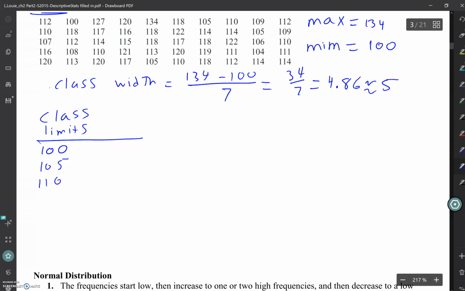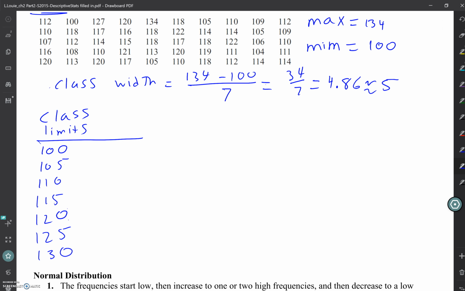110, 115, 120, 125, 130. Is that 7? Yes. So you add that class width till you get to the specified amount of classes that they say they want. And those are all your lower limits. They're not your upper, they're all your lower.